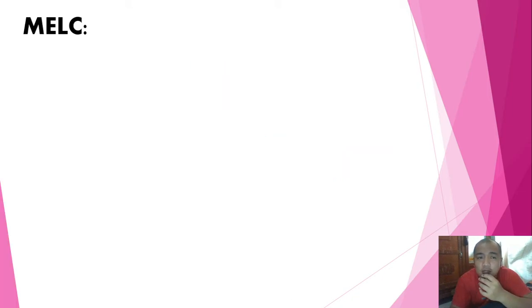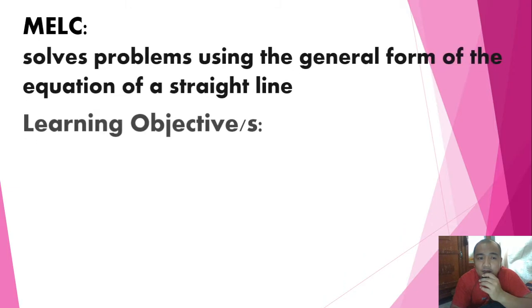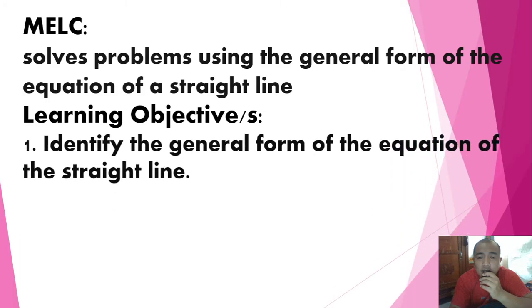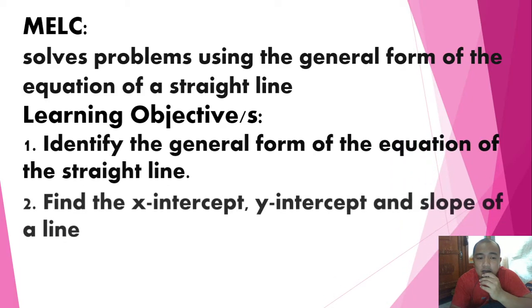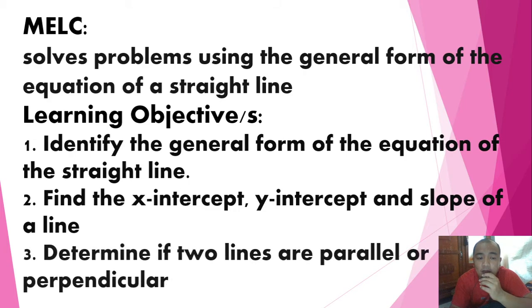The MELC for this topic: solves problems using the general form of the equation of a straight line. For the learning objectives: number 1, identify the general form of the equation of a straight line. Find the x-intercept, y-intercept, and slope of the line. Determine if two lines are parallel or perpendicular.